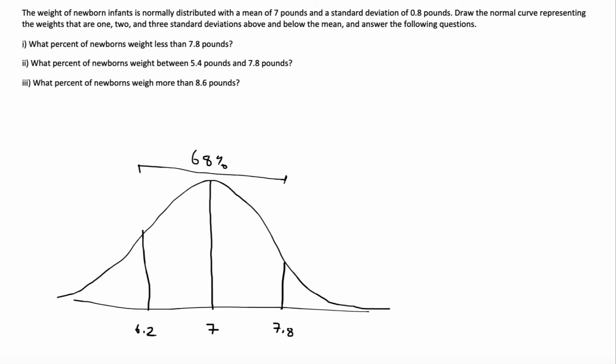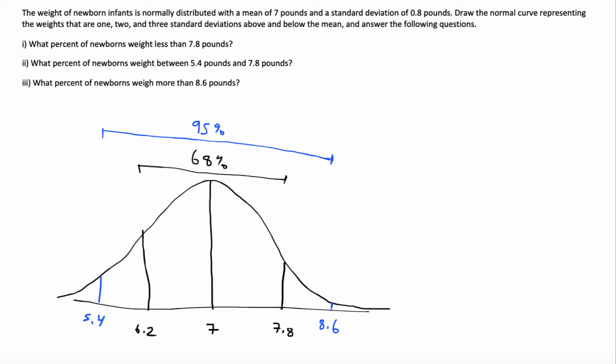Okay, so let's go 2 standard deviations above. So we're going to add another 0.8 to this. So 7.8 plus 0.8 is 8.6. And then when we go 0.8 below here, we get 5.4. So if you are between 5.4 pounds and 8.6 pounds, that is 2 standard deviations away. That represents the middle 95%.